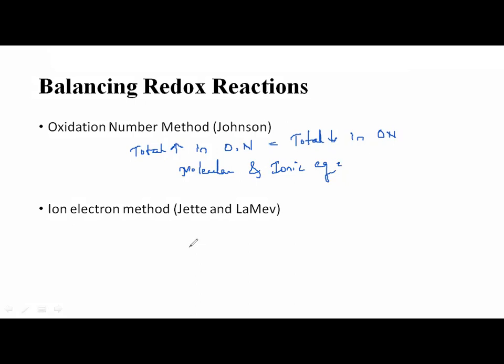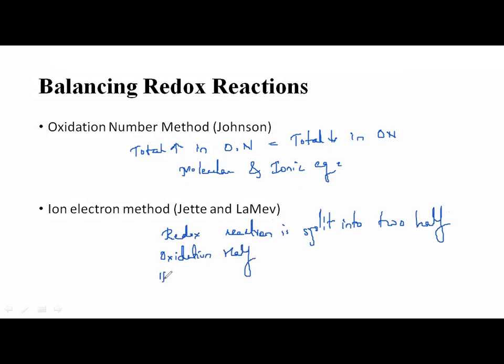And what is the ion electron method? In this case, we split the redox reaction into two reactions, two half reactions. We have seen what we mean by half reactions. One is the oxidation half and another one is the reduction half. So let us see both the methods one by one with one example each. What is the first method I said? It is the oxidation number method.